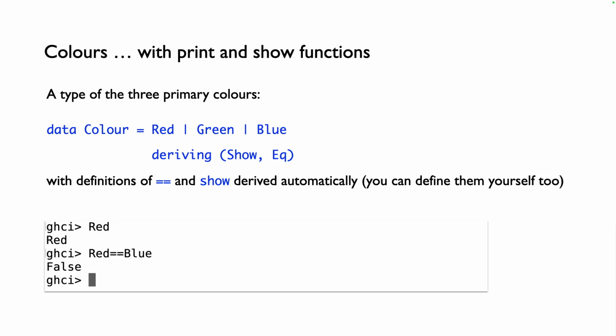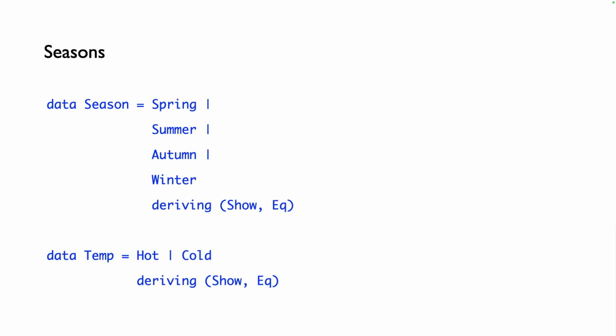Let's look at a couple of other examples. If we wanted to define the seasons, we could say data Season, and then we have the four values: spring, summer, autumn and winter. And we could have a type of temperatures: hot and cold. And again, we separate the values with a vertical bar, and in both cases we've added a deriving clause so that we can print them out and check for equality.